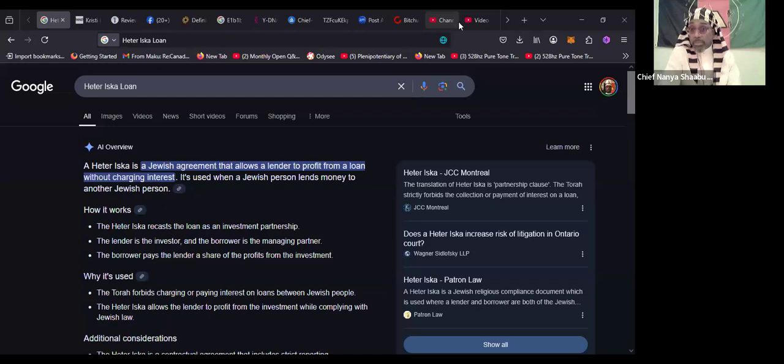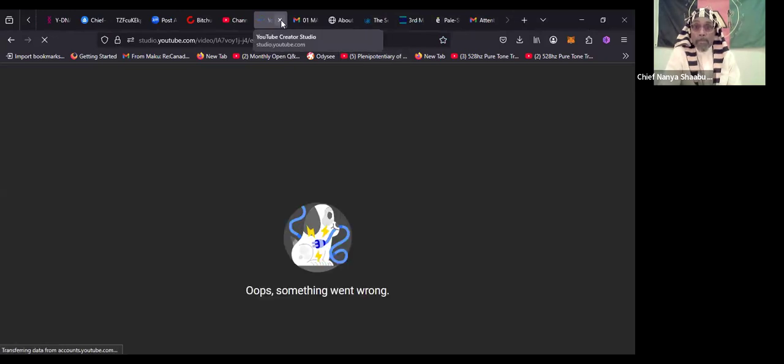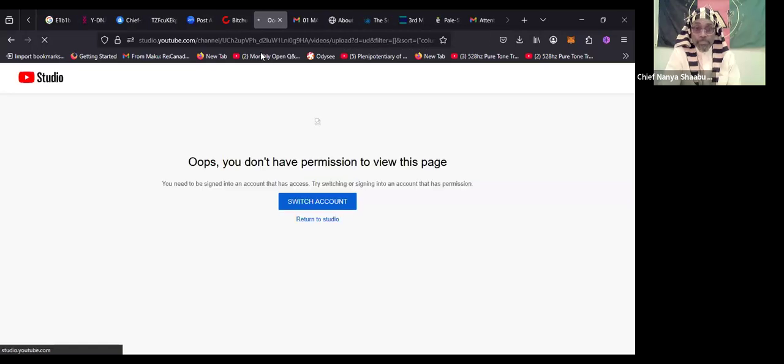I will give Orion Belt a couple more minutes. And in the meantime, I'll look at seeing if I could play this. Oops, something went wrong. Let me see if this one works. Oh, can't view this page either.